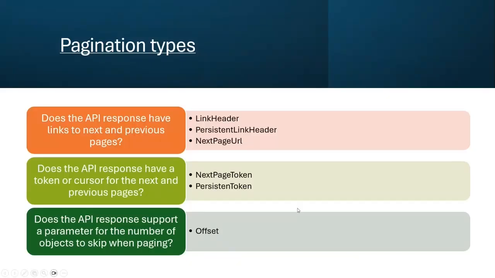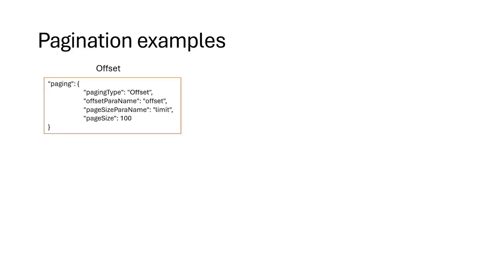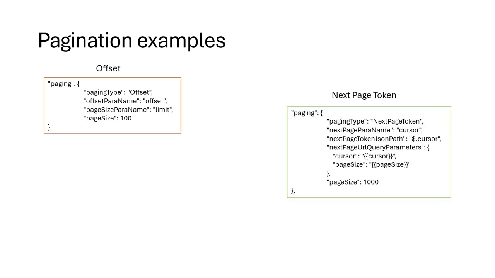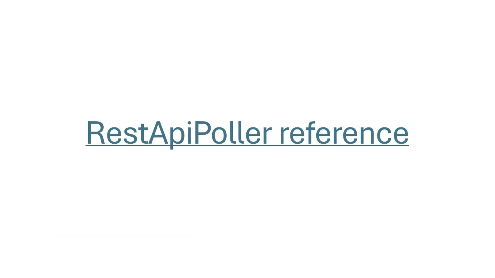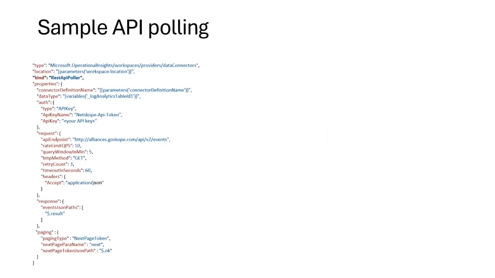Okay, going back. These are some examples of pagination in the JSON configuration, or JSON codification, for offset, for next page token, and for link header. This would be the way in which you define these pagination types. Again, everything that you need to know about this, go to this REST API Poller reference documentation. It contains all the details that you need to know about the different fields.